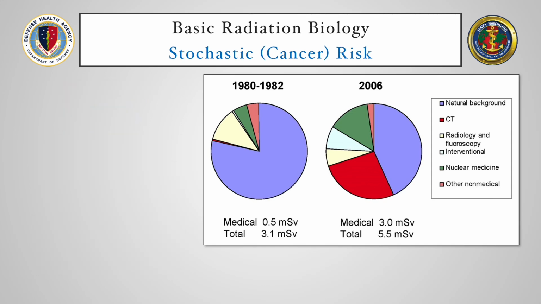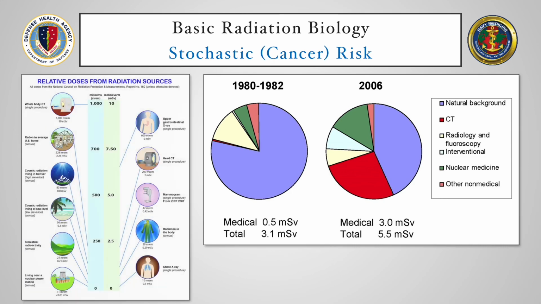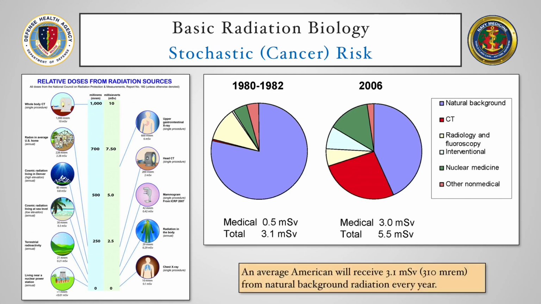According to the NCRP's Report 160, Americans receive a radiation dose of about 6.2 millisieverts per year. 3.1 millisieverts comes from natural background radiation, such as radon and cosmic radiation from the sun. An additional 3.1 millisieverts comes from man-made sources of radiation, including CT and fluoroscopy.